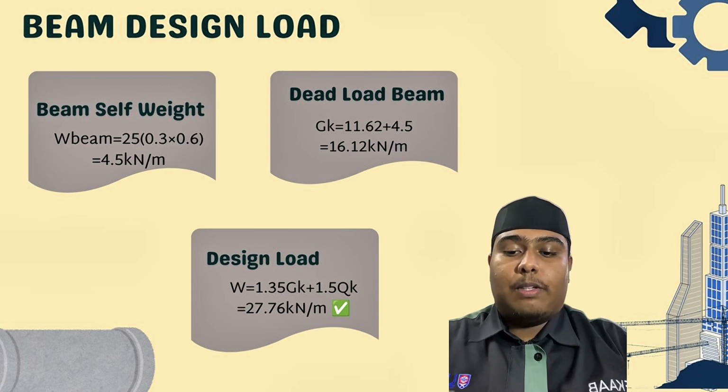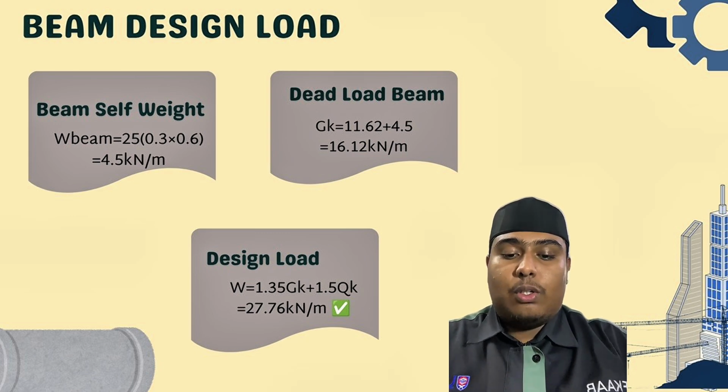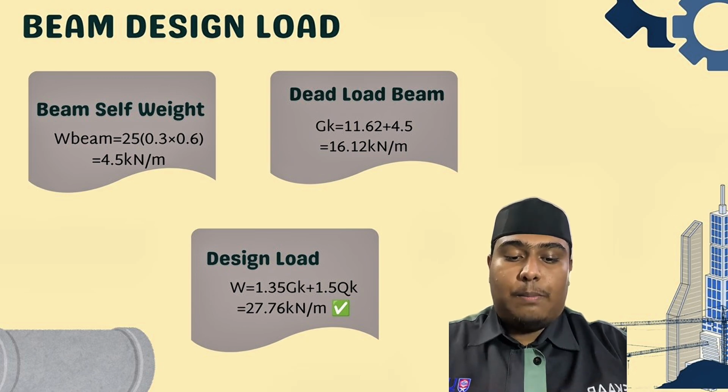Next, we add the beam self weight to the load transfer from the slab. So, the dead load Gk is 11.62 plus 4.5, giving a total of 16.12 kilonewton per meter. Finally, the design load is calculated using the load combination W equals 1.35 Gk plus 1.5 Qk. After substituting the values into the equation, the design load is 27.76 kilonewton per meter. This design load will be used for the structural analysis of the beam.